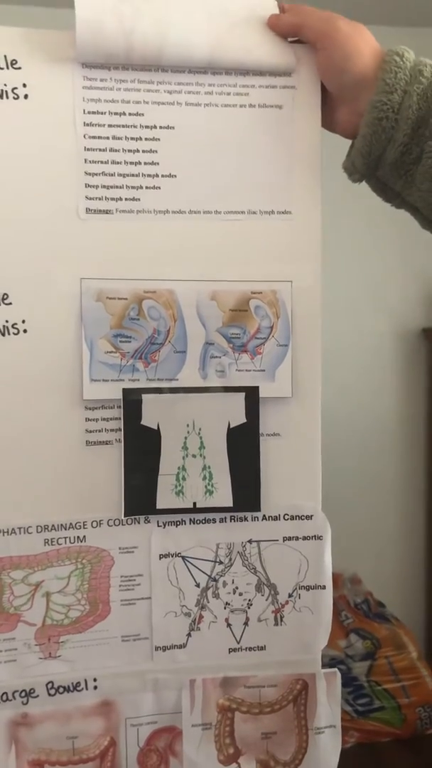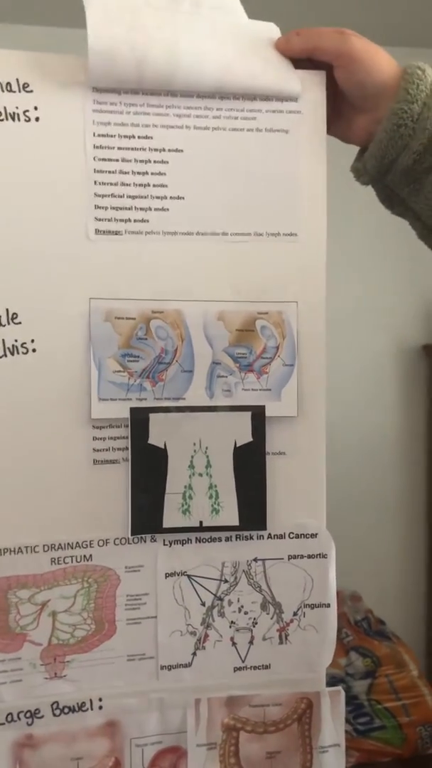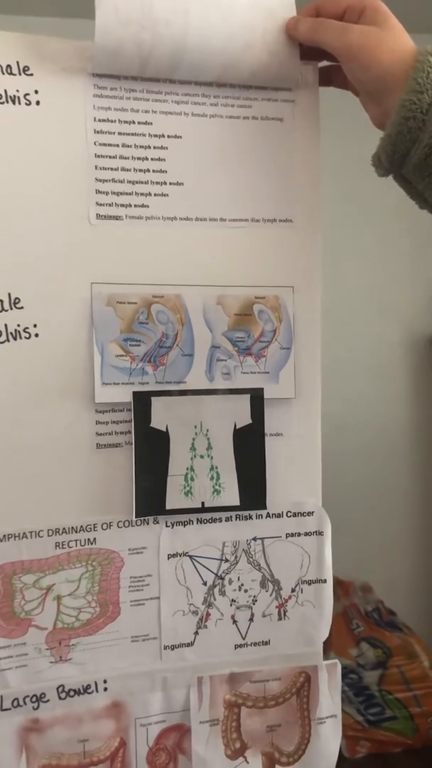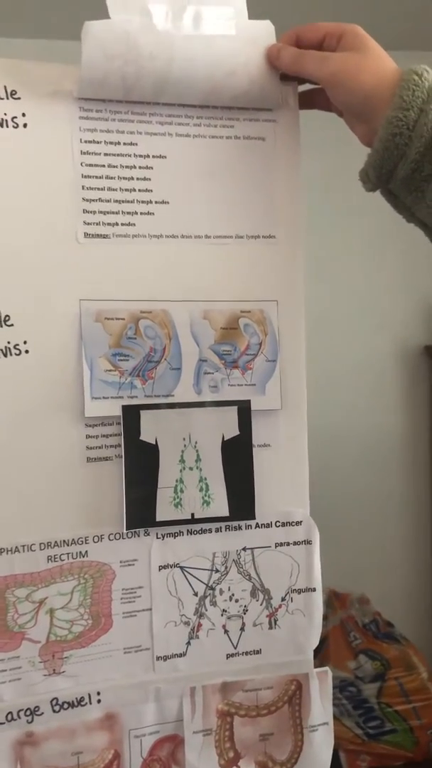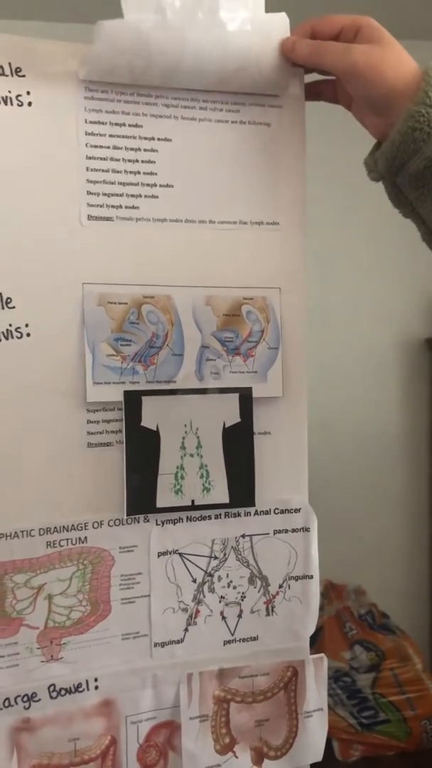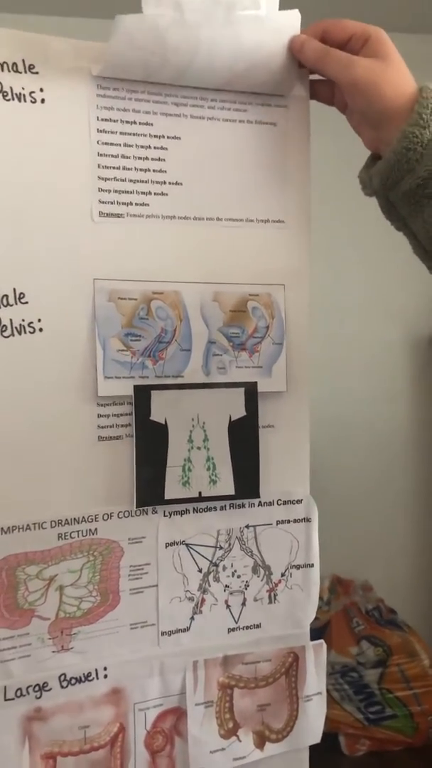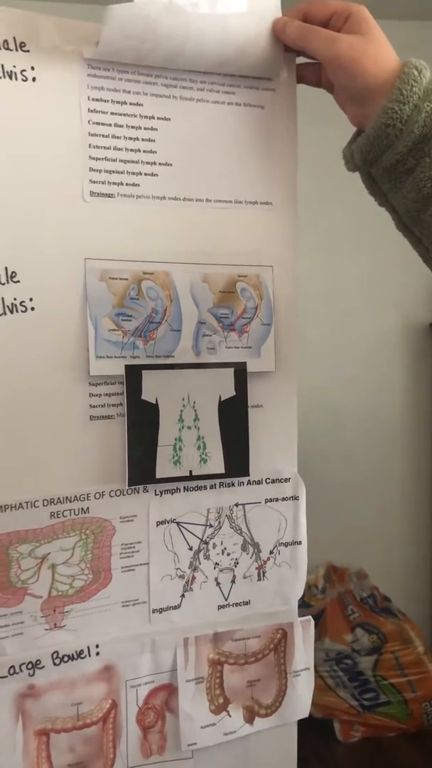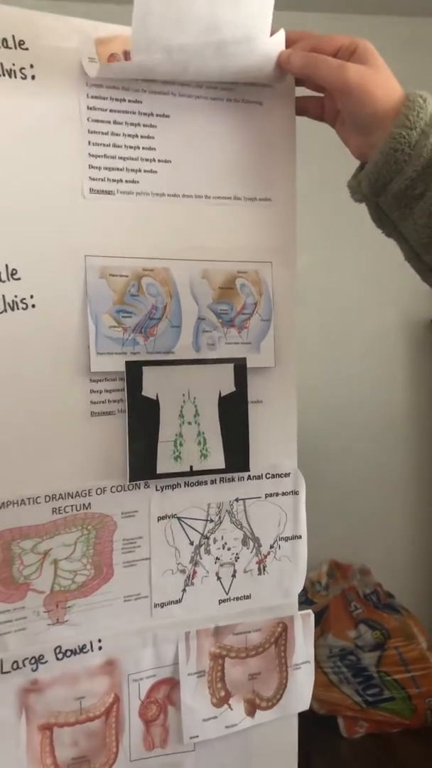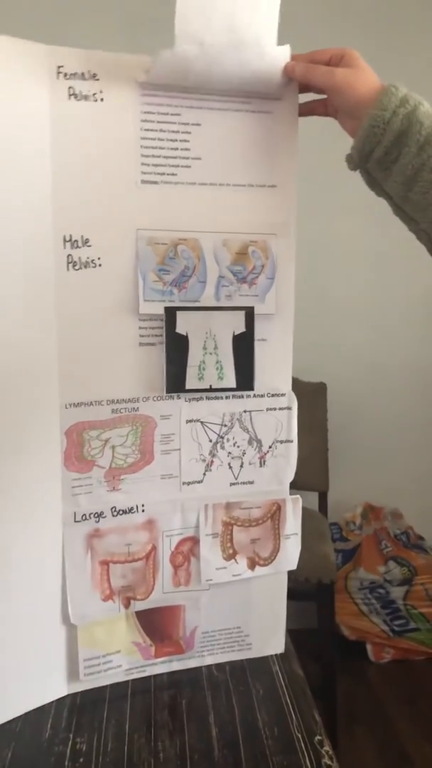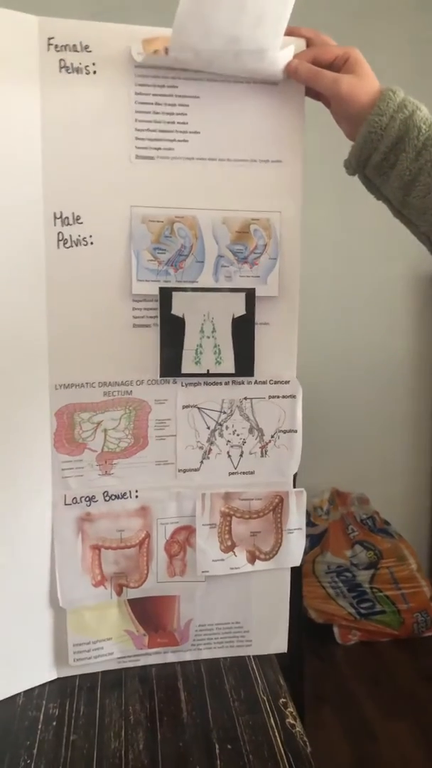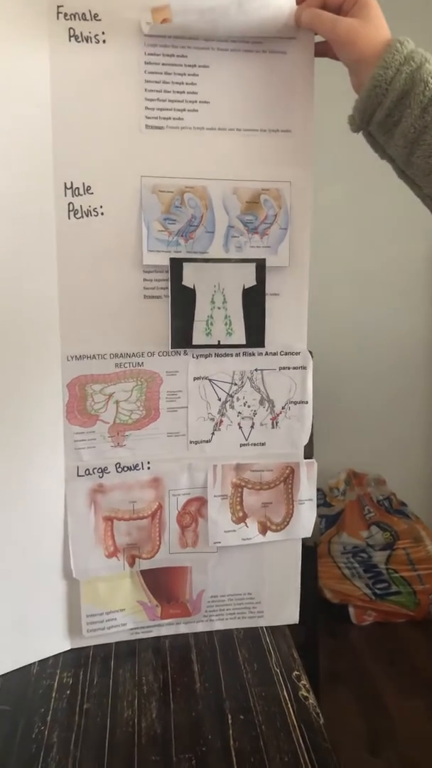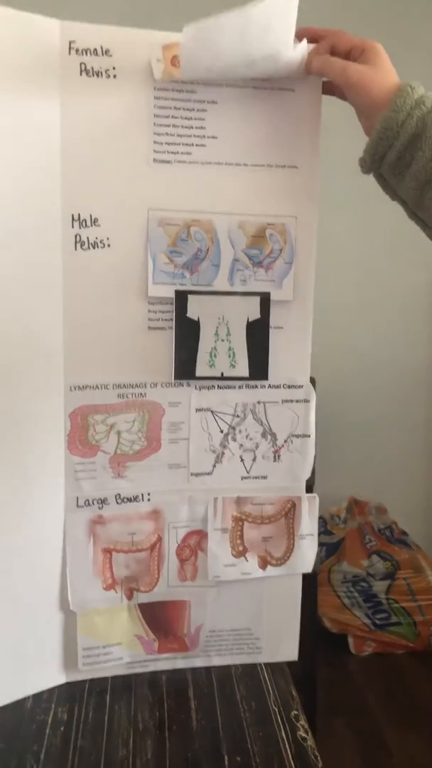So, depending on the location of the tumor, depends upon the lymph nodes impacted. There are 5 types of female pelvic cancer. They are cervical cancer, ovarian, endometrial or uterine cancer, vaginal, and vulvar cancer. Lymph nodes that can be impacted by female pelvic cancer are the following: lumbar lymph nodes, inferior mesenteric lymph nodes, common iliac lymph nodes, internal iliac lymph nodes, external iliac lymph nodes, superficial inguinal lymph nodes, deep inguinal lymph nodes, and sacral lymph nodes. Drainage: the female pelvis lymph nodes drain into the common iliac lymph nodes.